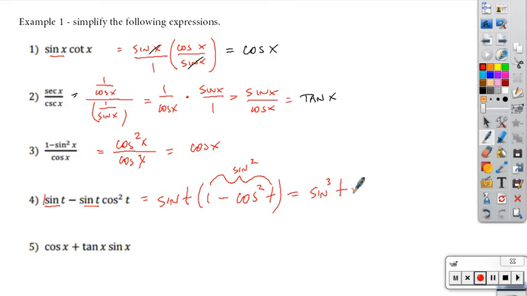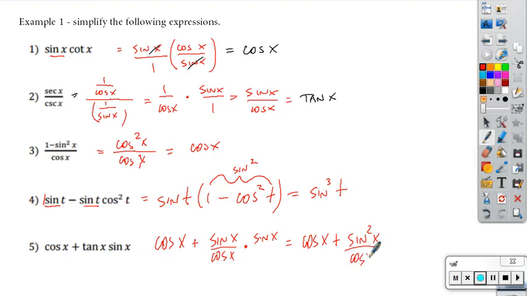Last, cosine plus tangent times sine. The only oddball there is the tangent, so let's change that to sine over cosine, and I'm still multiplying it by sine. So what you'll notice here is I end up with a cosine plus sine squared over cosine. Now I'm sort of stuck, and this brings up the whole "Are you a good algebra student?" catch-22, and that is if I can't do anything more, I'm going to have to add them together.